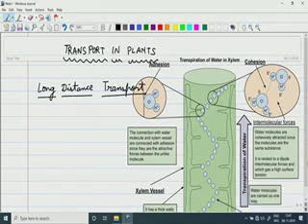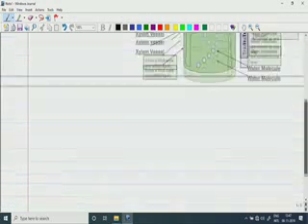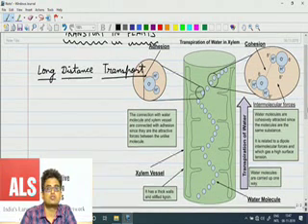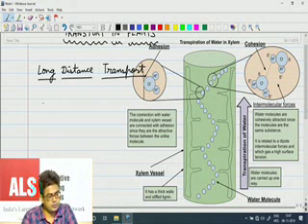Transpiration of water is basically explained by this theory, and it says that because of capillarity, because of adhesion, because of cohesion force, the long distance transport of water becomes possible. Long distance transport is possible because of adhesion, cohesion, and capillarity.